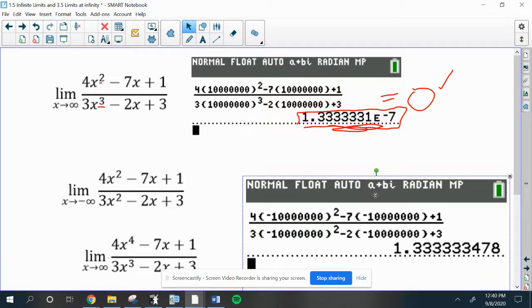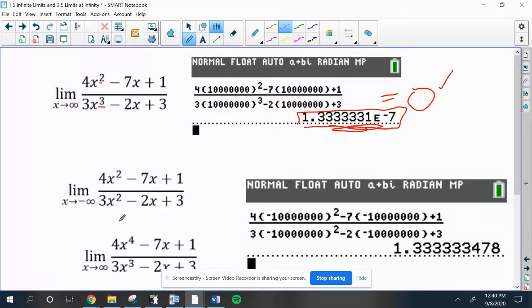So that's what happens. You may remember this from last year or Algebra 2. If the degrees are the same, this will approach a horizontal asymptote. It would be these leading coefficients, 4/3. So this number is going to get closer and closer to 4/3 as these numbers get larger.